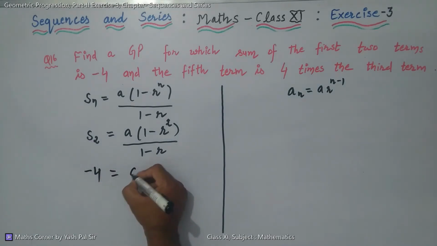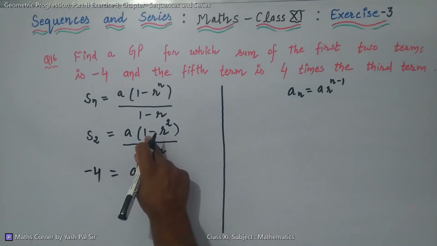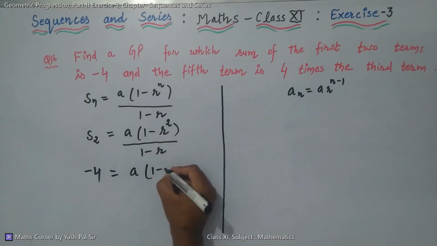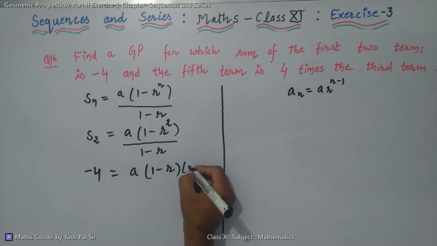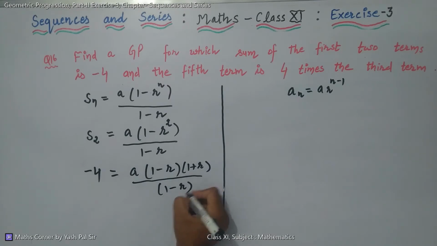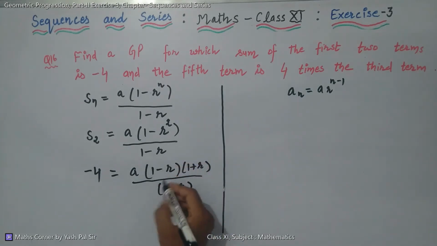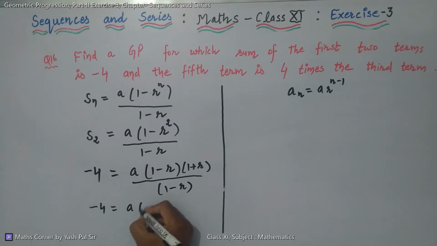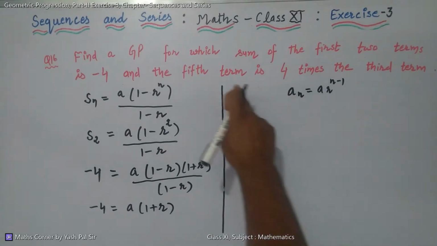-4 is equal to a into, a square minus b square, in the numerator becomes (1 minus r) into (1 plus r), whole divided by 1 minus r. So here 1 minus r is cancelled. We are left with -4 is equal to a into (1 plus r). Right?